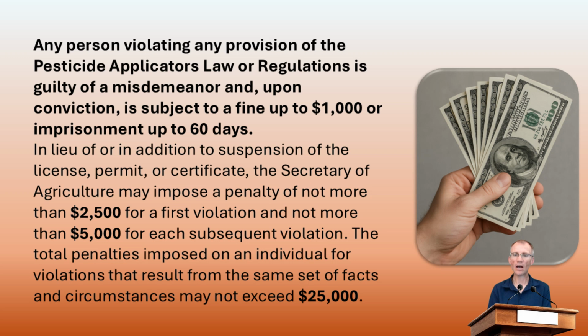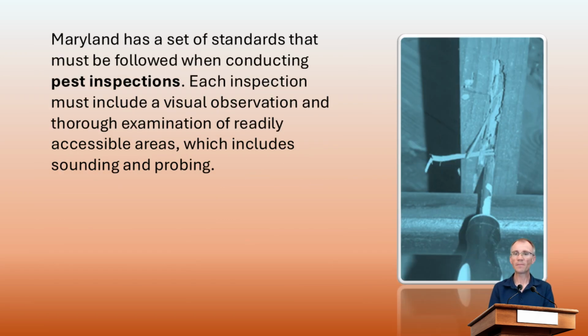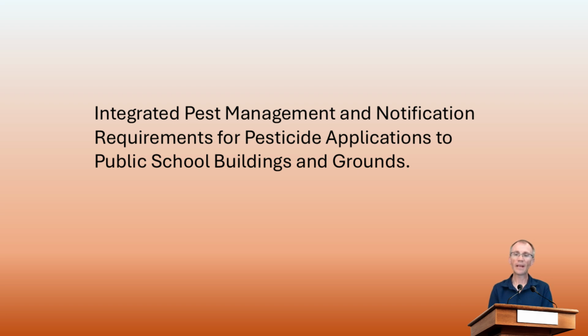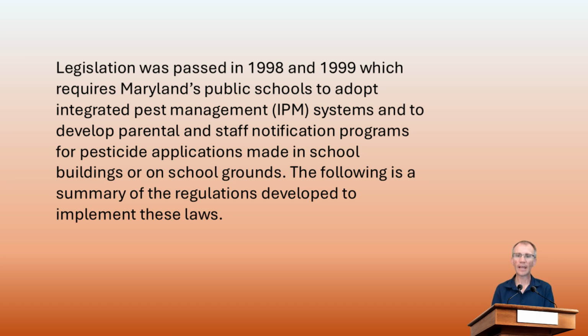Maryland has a set of standards that must be followed when conducting pest inspections. Each inspection must include a visual observation and thorough examination of readily accessible areas, which include sounding and probing. Integrated pest management and notification requirements for pesticide applications to public school buildings and grounds. Legislation was passed in 1998 and 1999, which requires Maryland's public schools to adopt integrated pest management (IPM) systems and to develop parental and staff notification programs for pesticide applications made in school buildings or on school grounds. The following is a summary of the regulations developed to implement these laws.